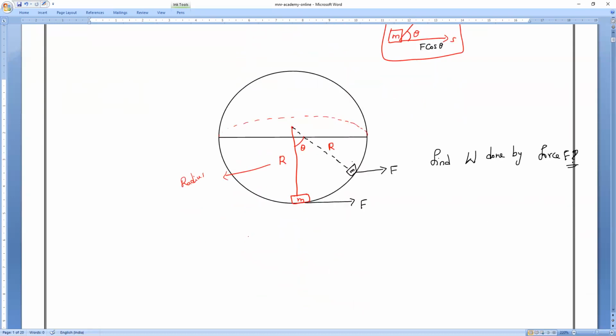What is the work done, everybody? All of you respond. What is the formula? Work done equals F s cos theta. We have to find the work done by the force F.